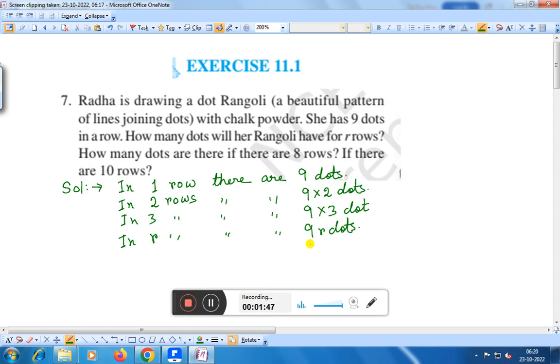How many dots are there if there are 8 rows? Here 9R dots means 9 is constant, and R is a variable, and R is the number of rows.